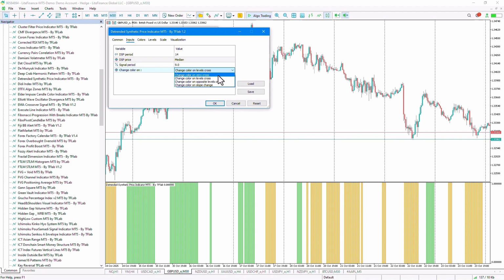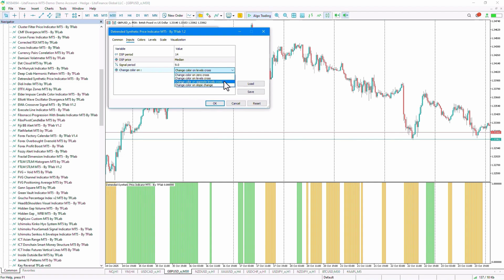That is, when the DSP value is positive, the histogram values are displayed in green. And the more negative the DSP values are, the histogram values are displayed in orange. By selecting the next mode, the histogram values are displayed for the levels that exist in the DSP indicator. That is, if it is above that level, it is displayed in green, and if it is below that level, it is displayed in orange, which here is set to this mode by default.